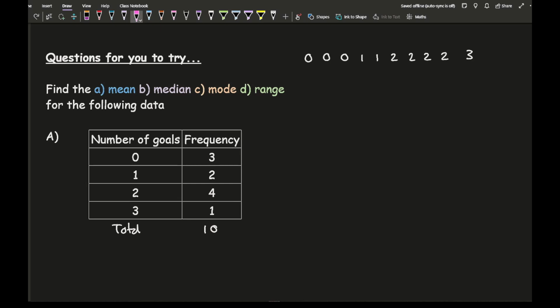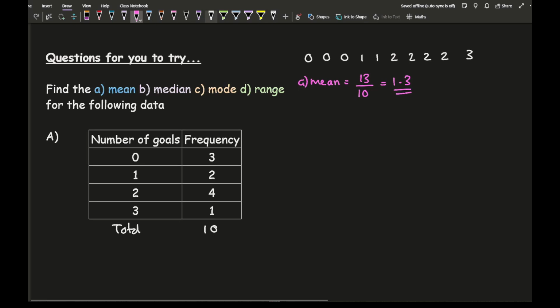Then from this, what we can do is work out the mean. So if I add up all of those numbers, I've got 1 plus 1 plus 4 lots of 2, which is 8, and then we've got 3, which gives us a total of 13. And in total, we've got 10 numbers. So 13 divided by 10 is going to give me an answer of 1.3.